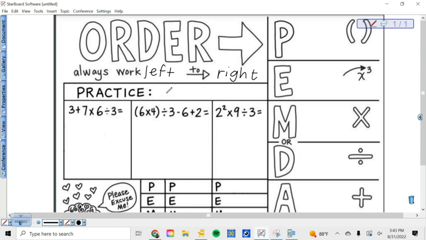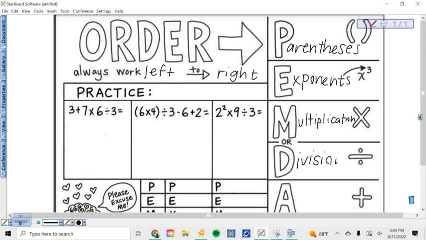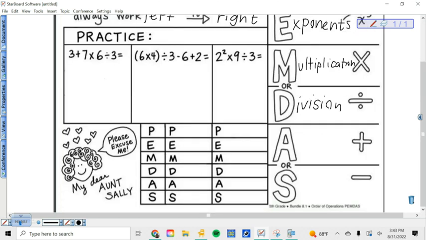What does P stand for? Parentheses. E stands for? Exponents. M stands for? Multiplication. D? Division. A? Addition. And S, excuse me, subtraction. Excellent. All right, so let's do a few practice problems here.